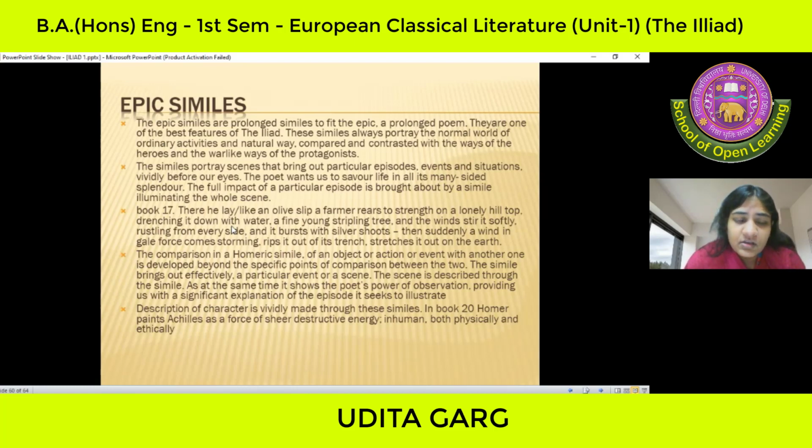So in book 17, you see one of these similes. "There he lay like an olive slip, a farmer rears to strength on a lonely hilltop, drenching it down with water, a fine young stripling tree, and the wind stirred it softly, rustling from every side, and it burst with silver shoots. Then suddenly a wind in gale force comes storming, rips it out of its trench, stretches it out on the earth." Right? So this is an entire epic simile.